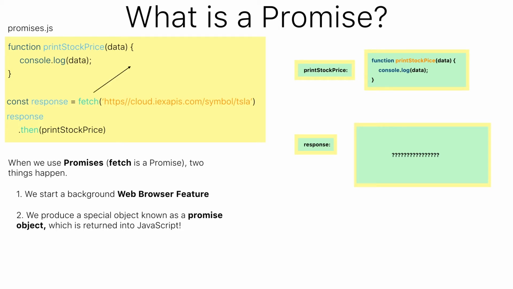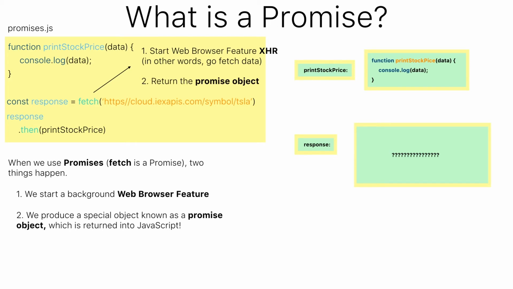So again, when we execute the fetch function, two things happen. One, we start the web browser feature known as XHR. So in other words, go fetch some data. And two, we return this promise object back into JavaScript. And this promise object is what will get stored in response.